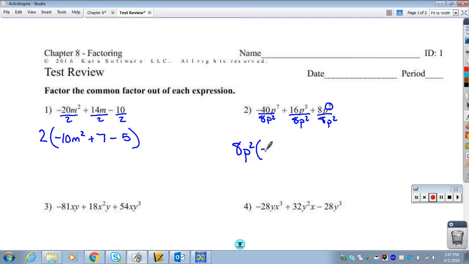Negative 40 divided by 8 is negative 5. P to the 7th divided by p squared is p to the 5th. 16 divided by 8 is 2. P to the 3rd divided by p squared is p. 8 divided by 8 is 1. And p squared divided by p squared is also 1. There's my final answer.